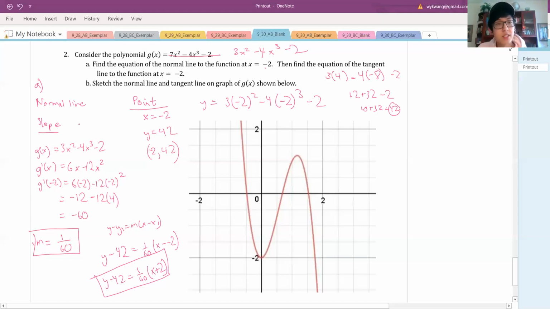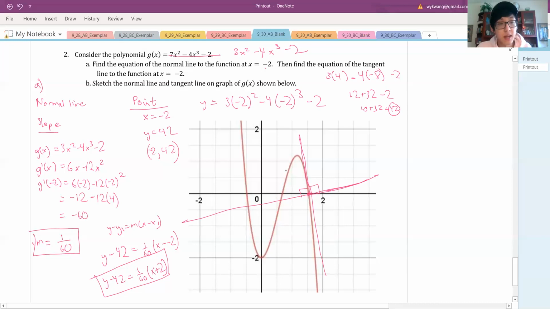Now the second question is: sketch the normal line and tangent line on the graph of g of x shown below. I used a different g of x, so this is not going to be the proper function, but I'm just going to give an example. Let's say I drew a tangent line here. The tangent line would look something like this. Remember, it is parallel to the function at that point, basically. So it just touches at this one point. And then the normal line is exactly perpendicular to the tangent line. So it's going to be probably like this. Those are going to be right angles.